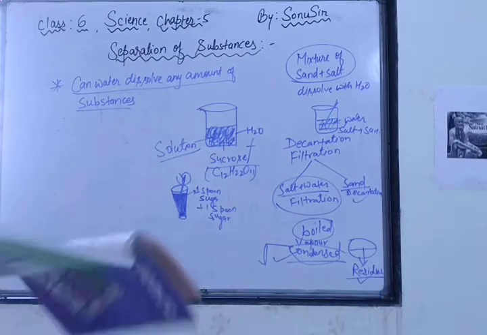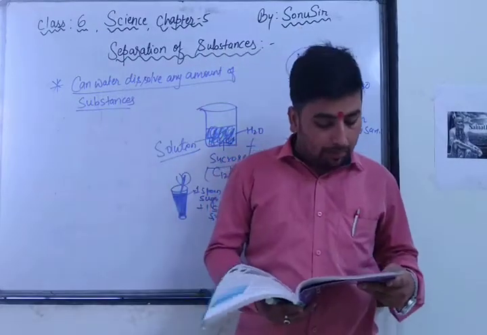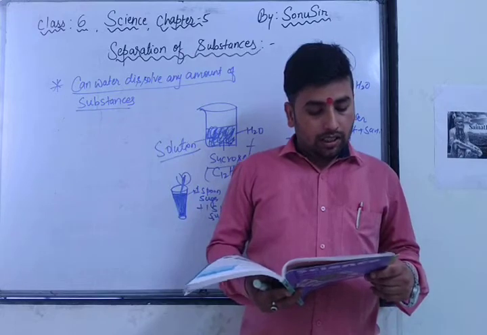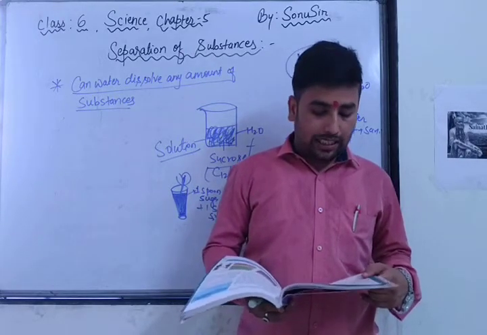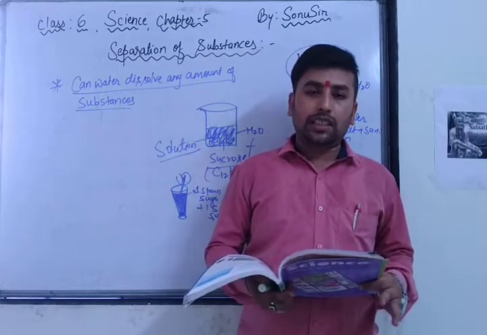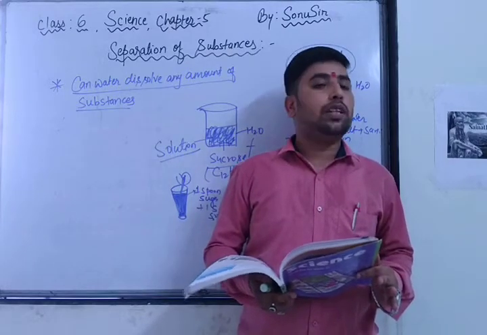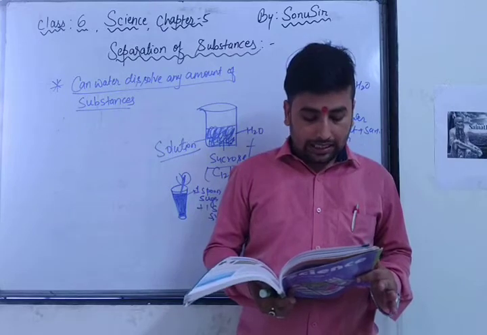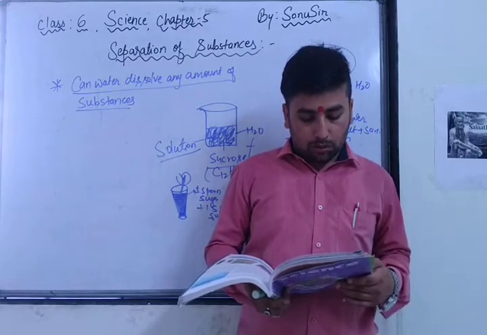So in Activity 8 in our textbook it is written: you will need a beaker or a tumbler, a spoon of salt and water. Pour half a cup of water in the beaker, add 1 teaspoonful of salt and stir it well until the salt dissolves completely. It is the same activity written in your textbook. Take a beaker half filled with water, take 1 spoon of salt and stir it. After stirring, the salt is mixed with the water.